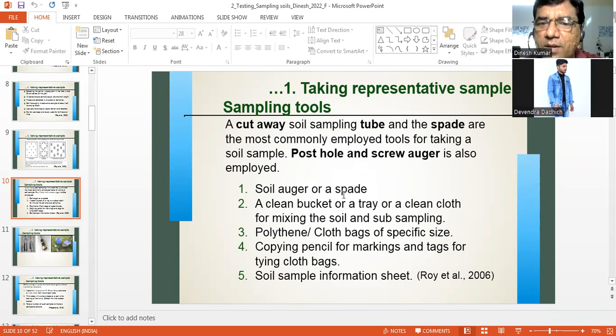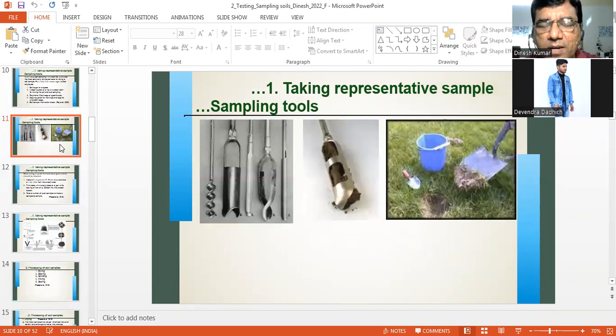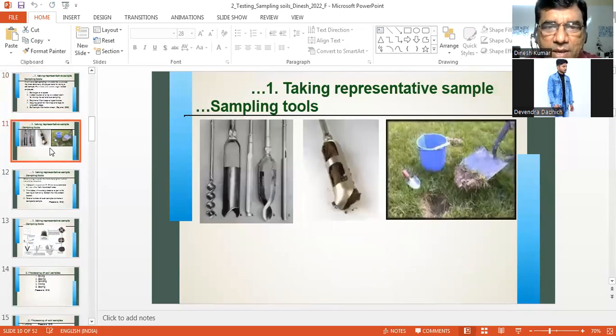So what are the different tools for sampling? A soil auger can be taken, or a spade can be taken. Auger is the name of a sampling tool that you will see now. A clean bucket or a tray or a clean cloth for mixing the soil and subsampling. A polythene or cloth bag of specific size. Copying pencil, pen, pencil required, and a soil sample information sheet or label that you will put on the sample for identification. You can see different kinds of tools, like one was cutaway. Cutaway can be like this, and then this is the tube auger. This is the normal auger, and this is the screw auger, and this is the core sampler. And this you can see, this is the bucket, spade. Spade can be of different types.